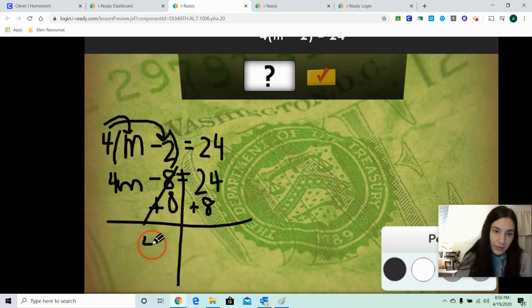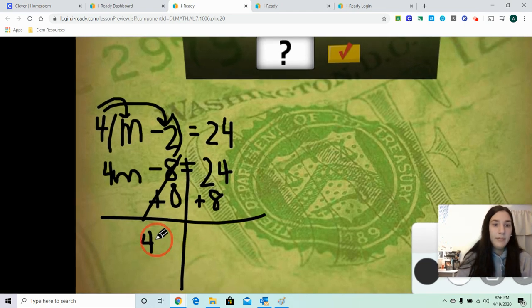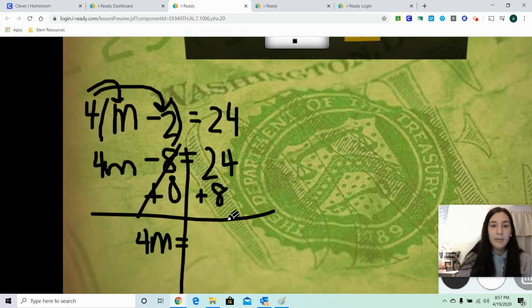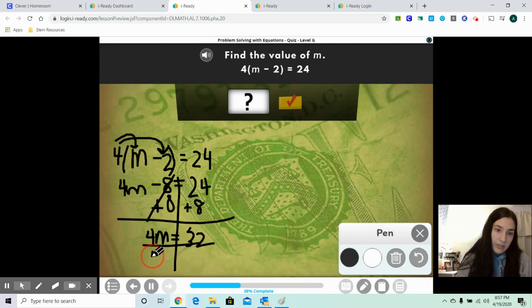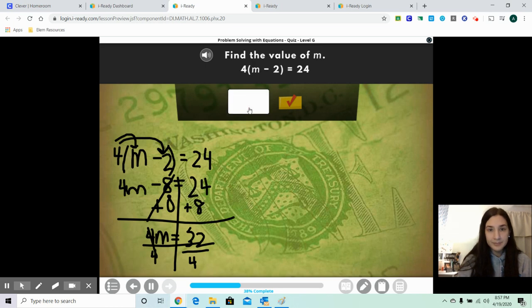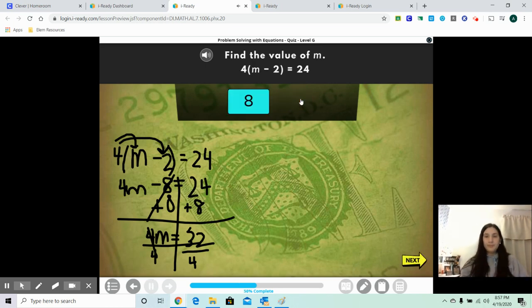Bring down what we didn't use. 4m equals, and now we know 24 plus 8 is going to be 32. Divide both sides by 4. I did not mean to make my line so big. Divide by 4, and we're going to get m equals 8. Oof. All right.